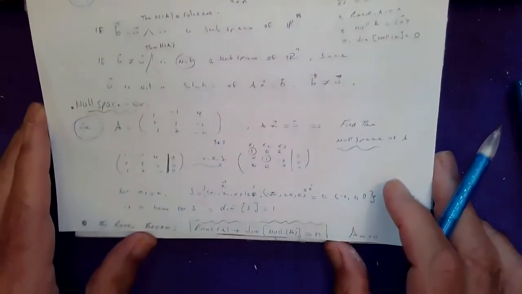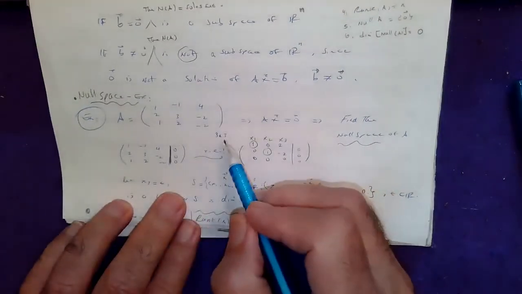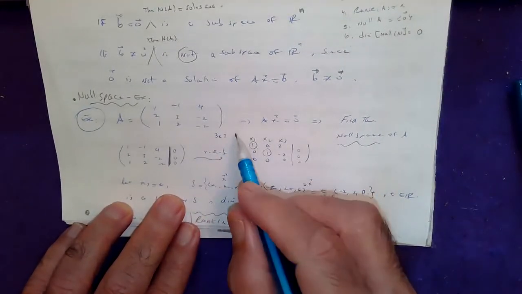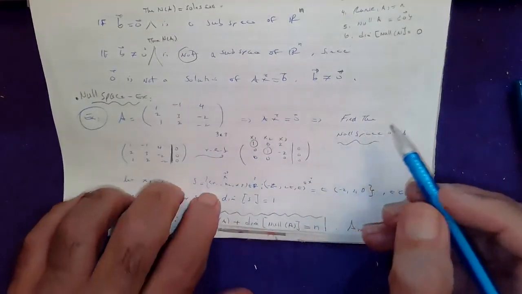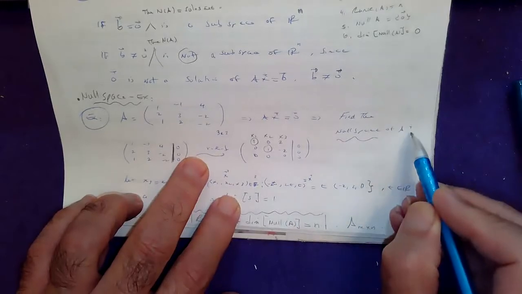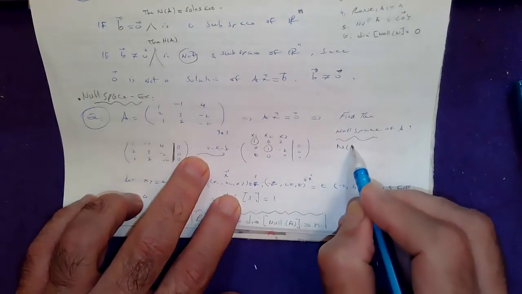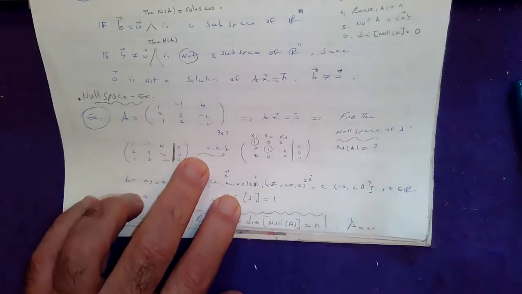So let's do an example. Here's a matrix, which is 3 by 3. The question is: find the null space of A. In other words, what would be the null space of A equal to?